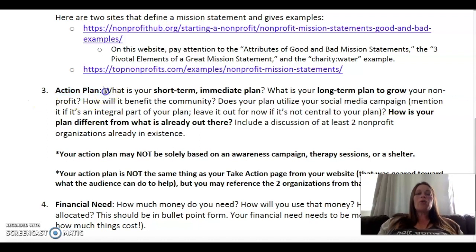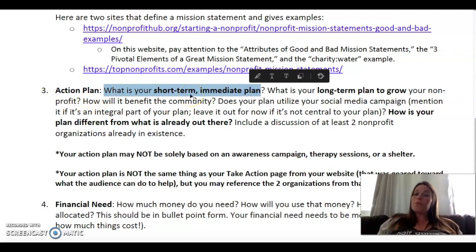So start out with, what is your short-term immediate plan? And this should be very practical. It should be something that you as a teenager can do, okay? So you have to have a short-term immediate plan, and this should be the heavy focus of your action plan, okay?